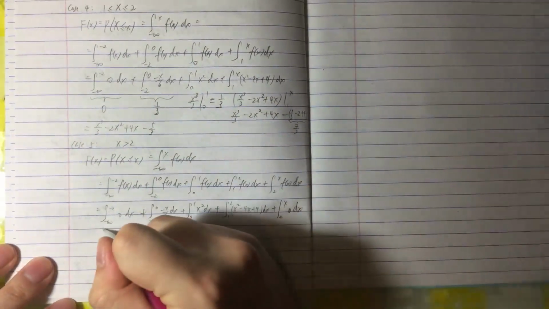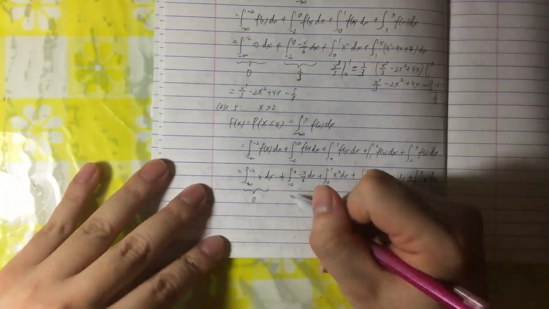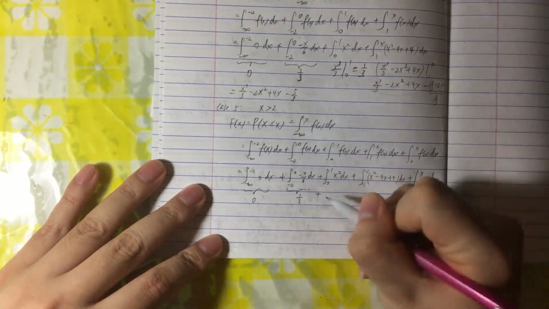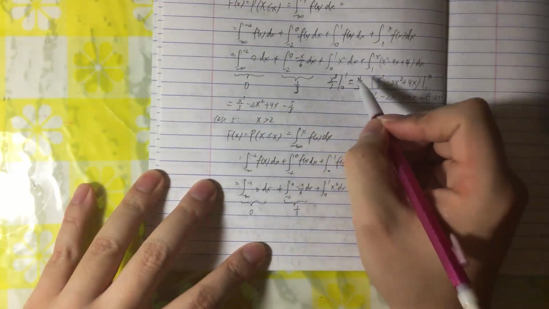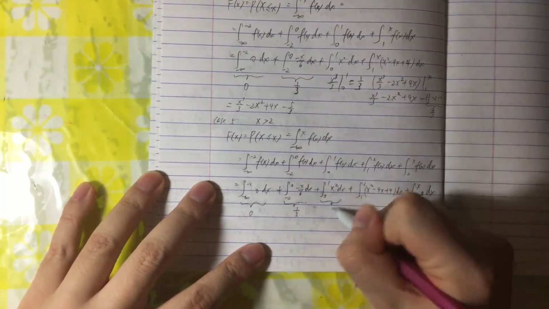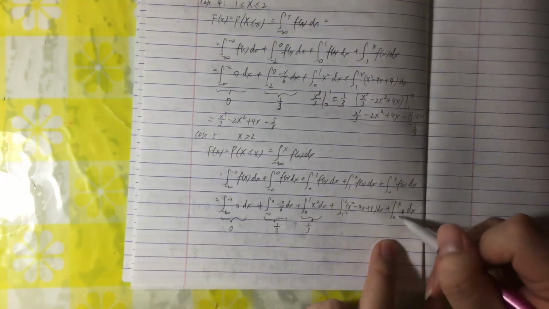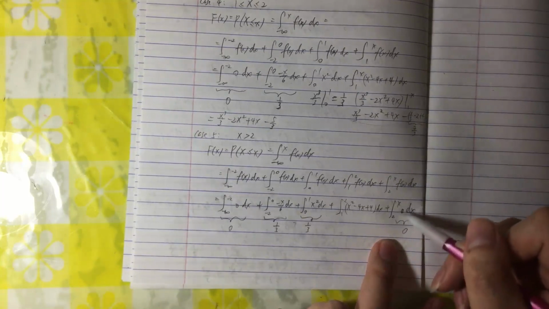From the previous part, now we need to solve the integral. We know the first integral is 0. The second integral is 1/3. The third integral is also 1/3. We don't know the fourth integral, but the last integral of 0 is always 0.